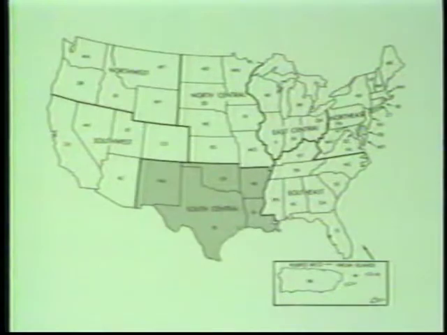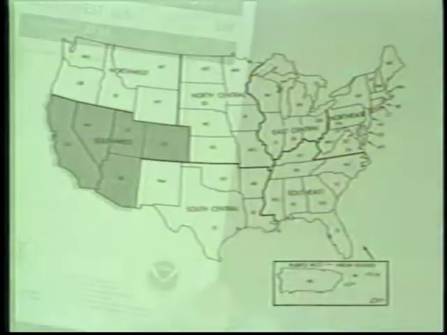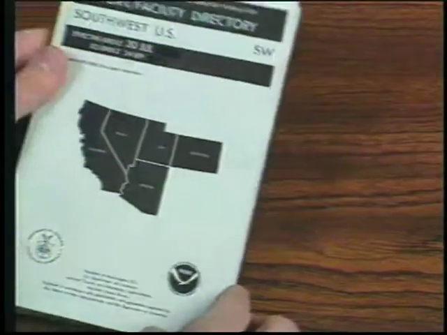To help explain the contents, let's look at some typical entries from the Southwest Directory. Each volume has a directory legend that helps you interpret the abundance of information. As you gain more experience in using the Airport Facility Directory, you'll find the entries easy to read.